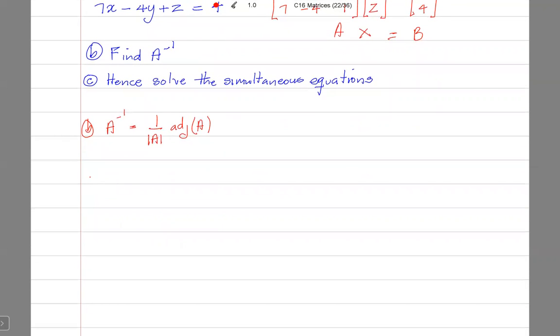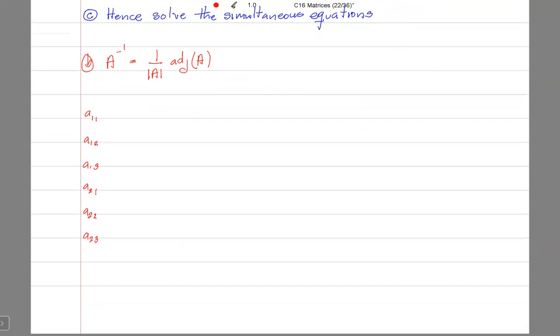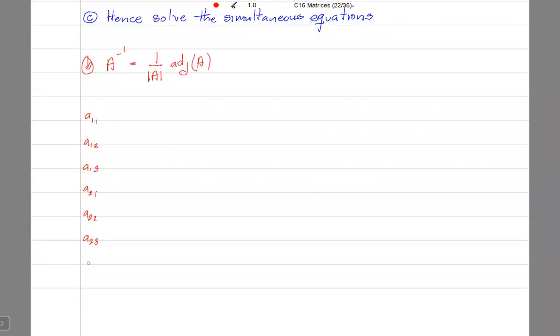So for every element, that's the first rule. Second rule. Third rule.